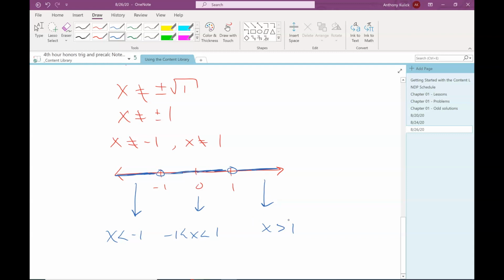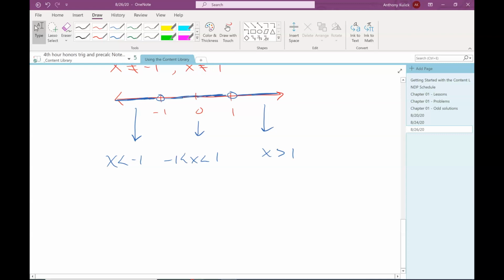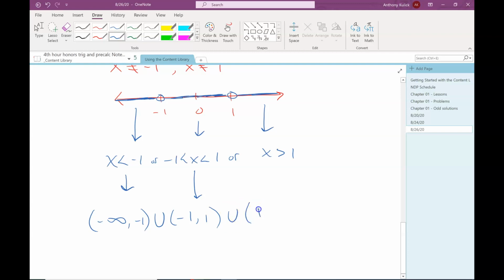Is that okay there on how I got an interval or inequality for each of those segments? And then I can just translate each of these into, well, these are all or inequalities. So I'll just transfer these into intervals now. So -1, or I'm sorry, -infinity to -1, union, -1 to +1, union, 1 to +infinity.